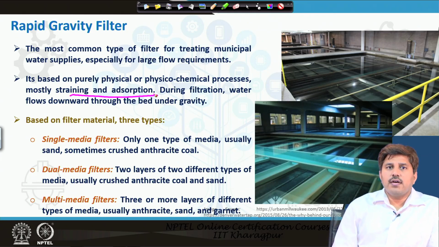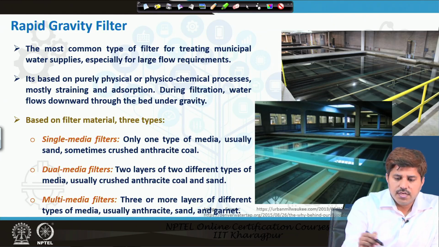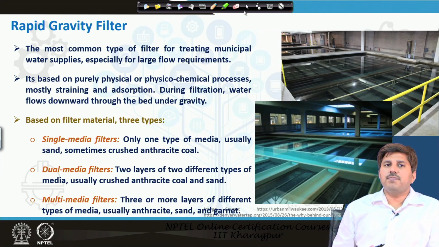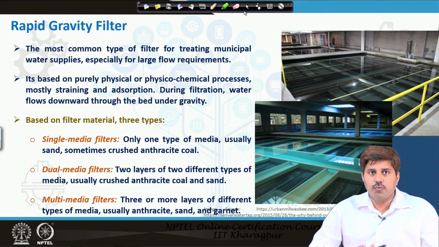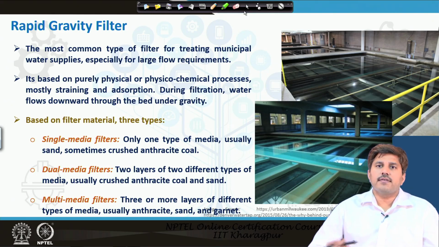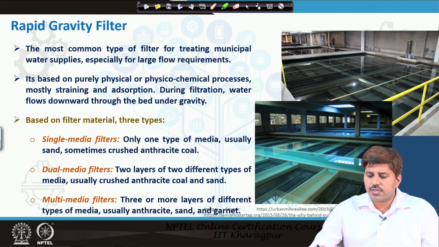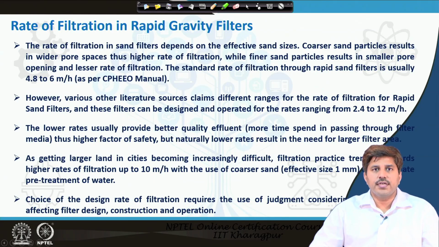Now, based on the filter material, there are 3 types of rapid gravity filters: the single media filter, dual media filter and multimedia filter. Of course, single media will have only one type of media, which could be mostly sand. At times crushed anthracite coal is used. Dual media filters generally have both of these, sand as well as anthracite, and multimedia filters will have sand, anthracite and usually granite as well. There are other additional layers like activated charcoal and those kinds of materials that may also be included.